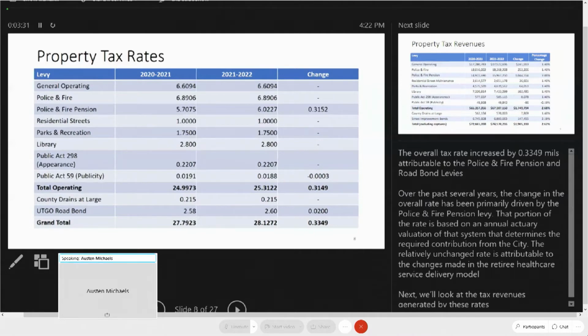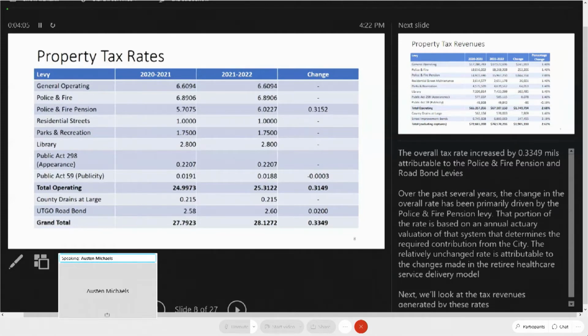Overall, our tax rate is going up by about 0.3349 mils, and that is attributable to the police and fire pension, as well as the road bond levies. Over the past several years, the change in the overall rate has been primarily driven by the police and fire pension levy. That portion of the rate is based on an actuary valuation of those systems that determines the required contribution from the city. We use that dollar amount calculated by the actuary to back into what the tax rate needs to be to support that.